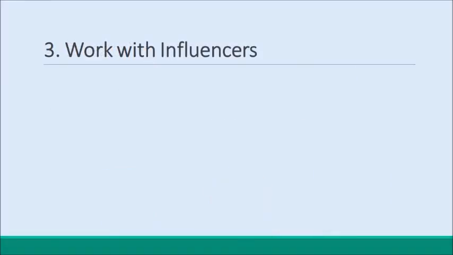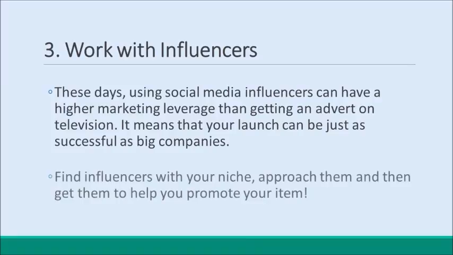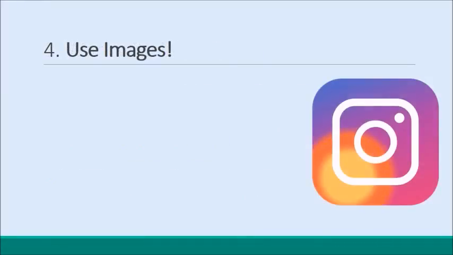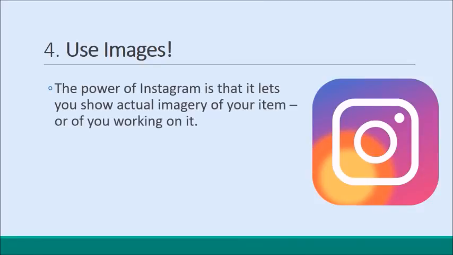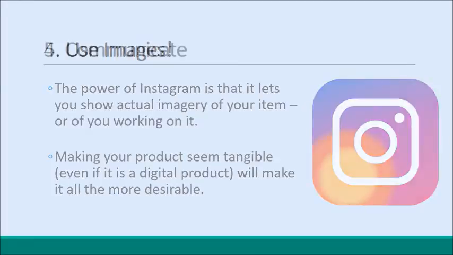Work with influencers. Studies show that working with social media influencers is actually more lucrative from a marketing standpoint, even than getting an advert on television. That's amazing news for us, as it means we can be just as successful with our internet marketing as big companies are with their own product launches. Find influencers within your niche, approach them, and then get them to help you promote your item. Use images. Instagram is one of the most powerful platforms for building hype about a launch. Why? Because it lets you show actual imagery of your item, or of you working on it. Making your product seem tangible, even if it is a digital product, will make it all the more desirable.